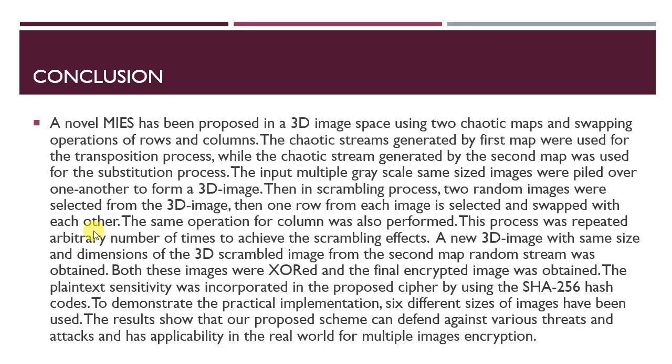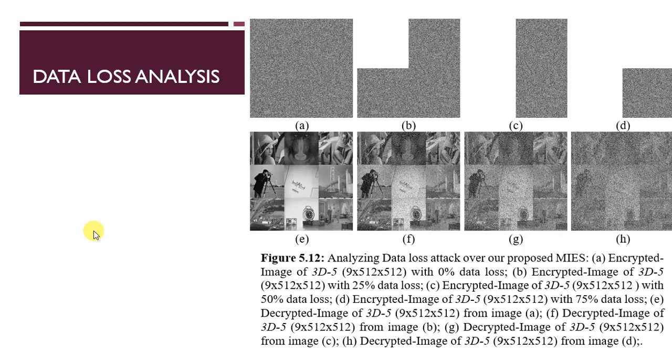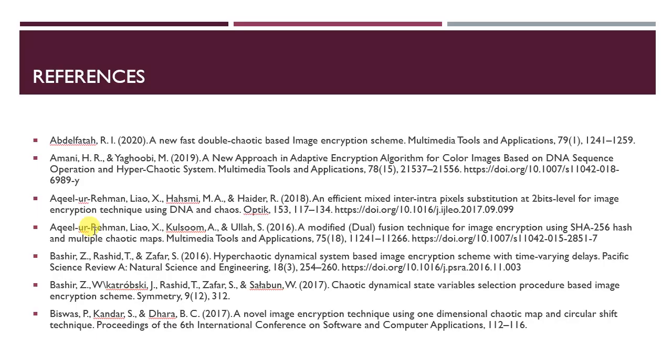So this is a multiple images encryption scheme based on 3D space, using two chaotic systems called the intertwining logistic map and the improved piecewise chaotic map, with swapping operations over both rows and columns, and the results show that our obtained results are far better than the other encryption schemes.